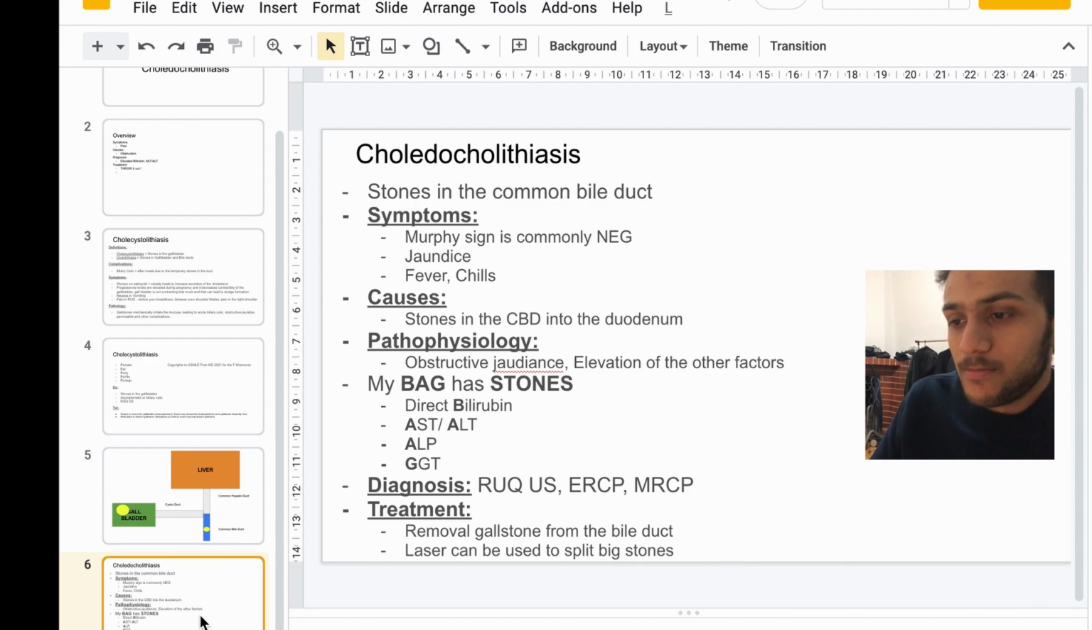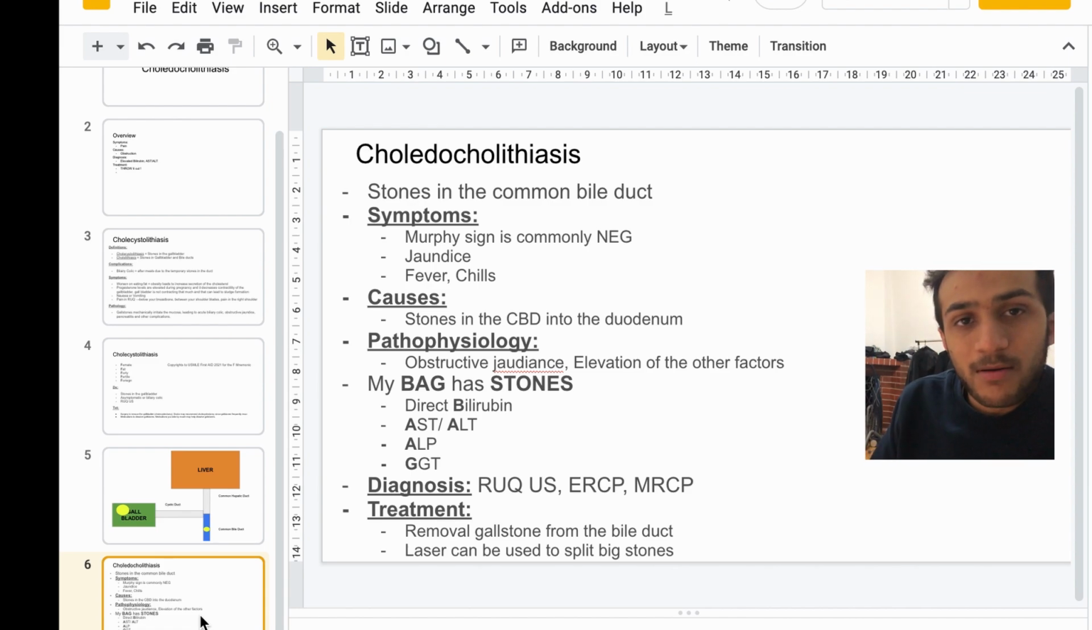You can have stones in the common bile duct, and this may lead to Murphy sign. What is Murphy sign? You tell the patient to inspire, and they cannot complete the inspiration because they feel pain from the gallbladder. That can lead to jaundice, fever, chills, obstructive jaundice, and elevation of other factors.